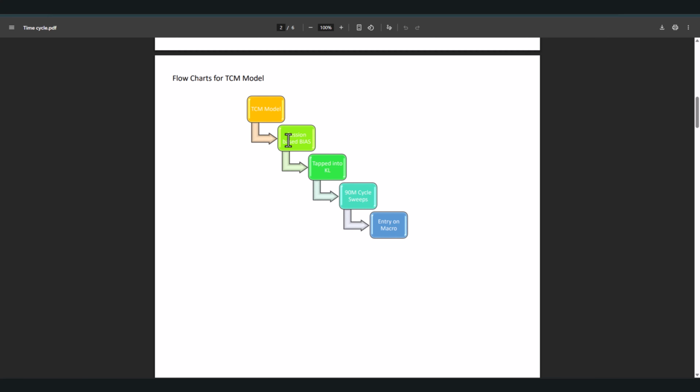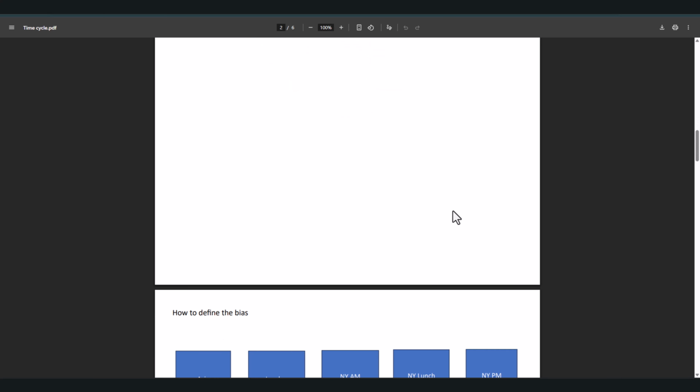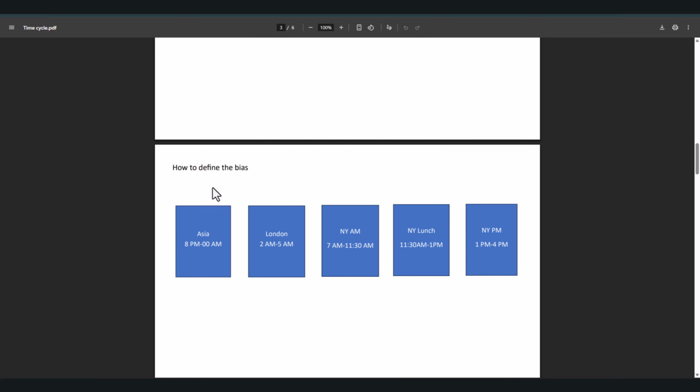So those are the rules to follow my TCM model. First one, determining the bias. Second one, wait to tap into a key level. Third, sweeping the 90-minute cycles. Then entry on macro time frame. So let's dive into the brief. First step, how to define the bias.